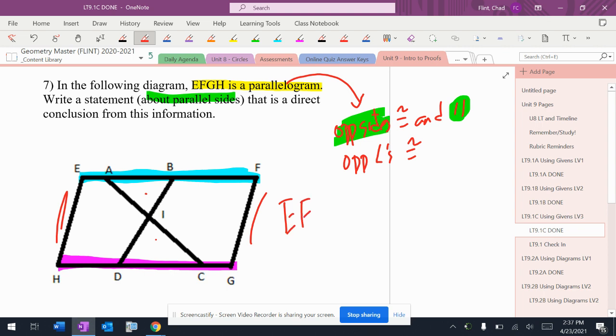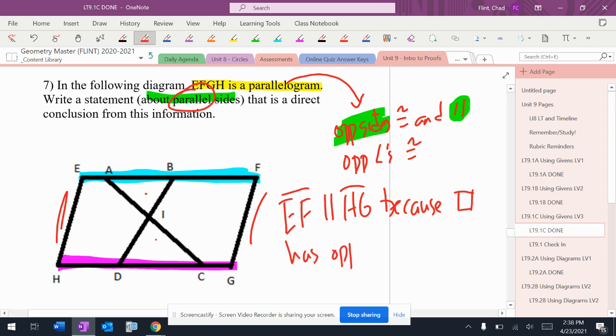I'm going to say EF is parallel to HG. And I got to say parallel, not congruent, because they wanted me to talk about parallel sides. And I'm going to say because parallelogram, remember parallelogram is the one you can use a symbol for. That's the only one. So parallelogram has opposite sides parallel. I found the parallel sides.